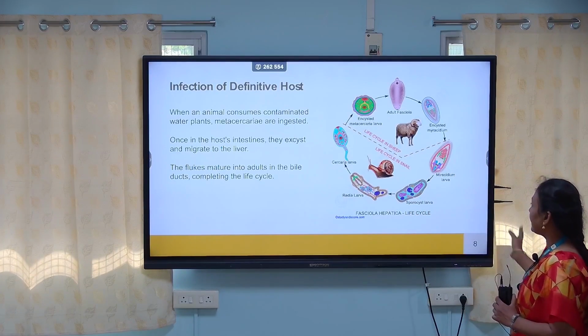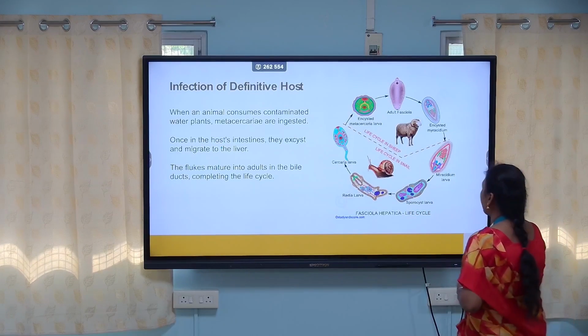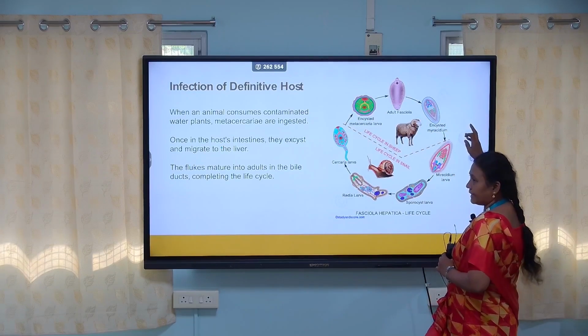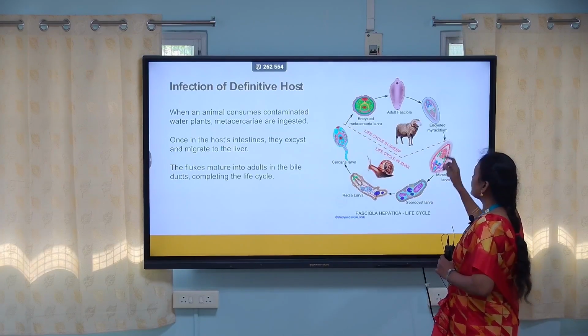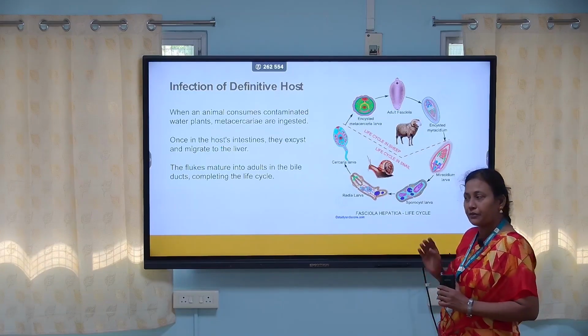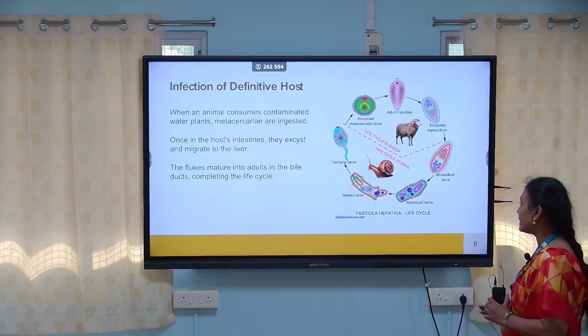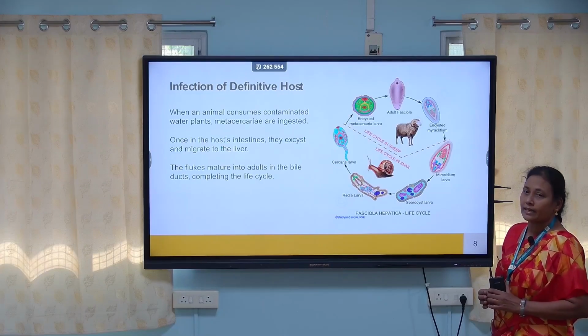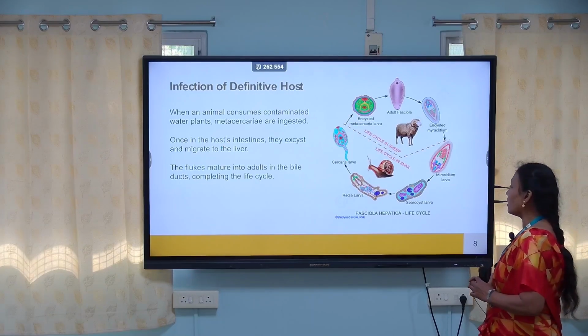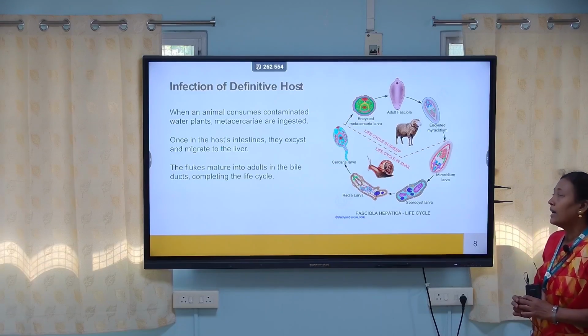So this is the complete life cycle. From the adult Fasciola hepatica, it forms the miracidium, which is a free swimming larva. Here the development of Fasciola hepatica is indirect, because the young one does not resemble the adult. There are a lot of larval stages, so we see this life cycle as indirect.